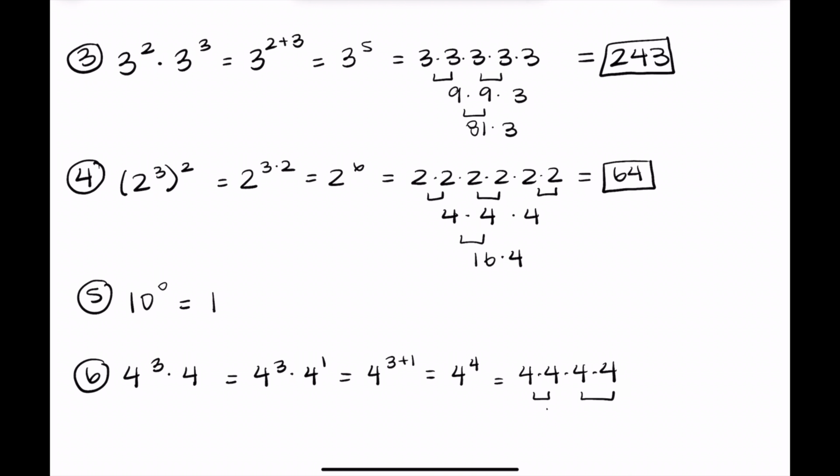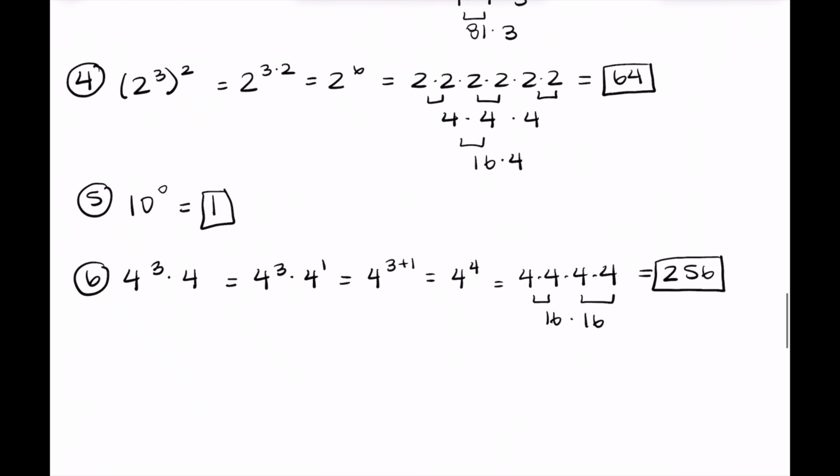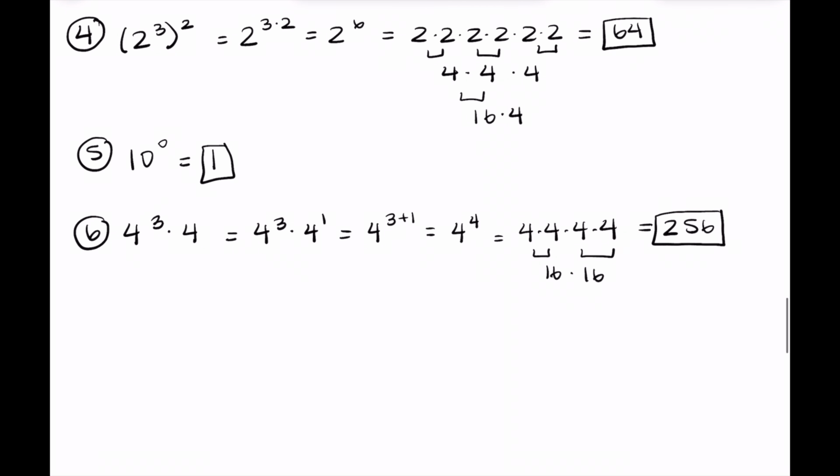4 to the power of 4 is 4 times 4 times 4 times 4. We know that that would simplify into 16 times 16. And 16 times 16 gives us 256. So 256 would be our answer for number 6. And now we'll move on to number 7. For number 7, we have parentheses 3 to the power of 2, and that whole thing cubed.